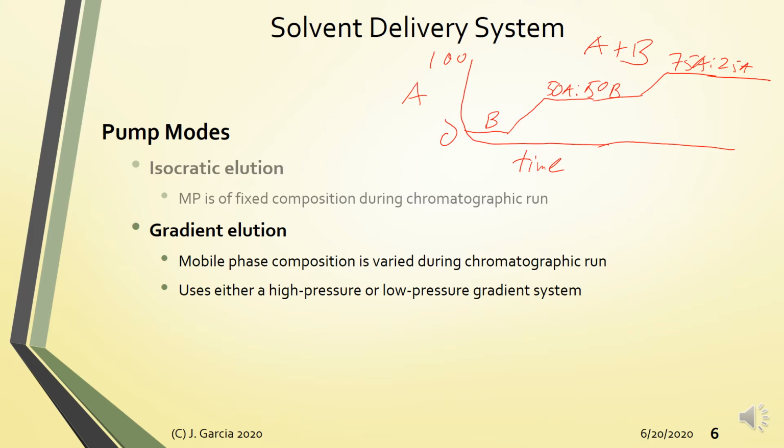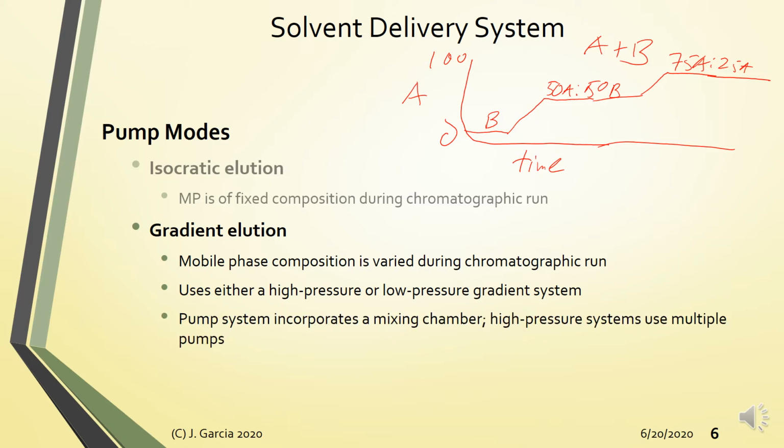Okay? So, for gradient elution, medyo kakaiba lang yung pump, no? Because you need a binary or quaternary pump, no? Which will allow you to mix, no? Change the composition of the mobile phase during a chromatographic run. Okay, so mas mahal yung units capable of gradient elution. Alright, so the pump system incorporates, of course, a mixing chamber. Alright, whereas a high pressure system uses multiple pumps. So yung pagkakaiba nito. No?